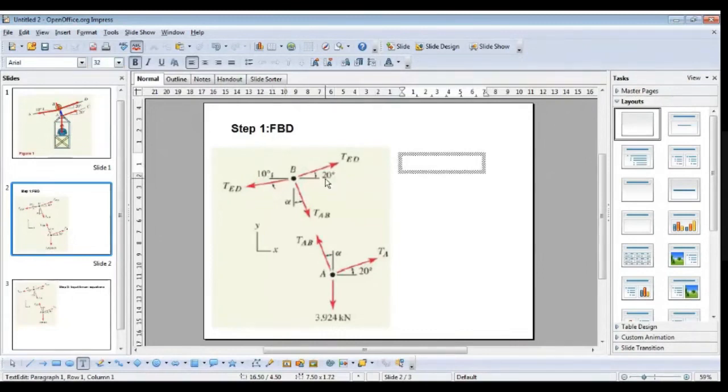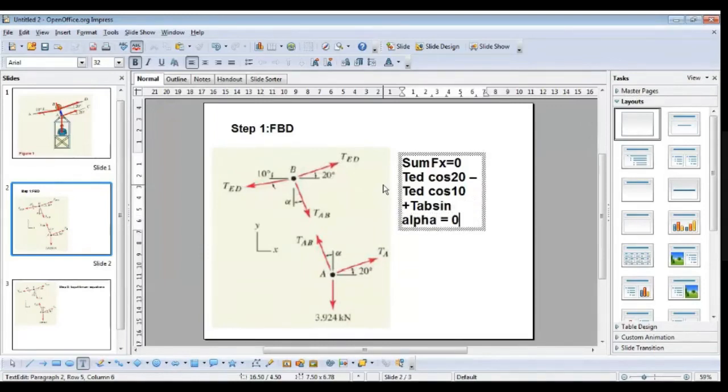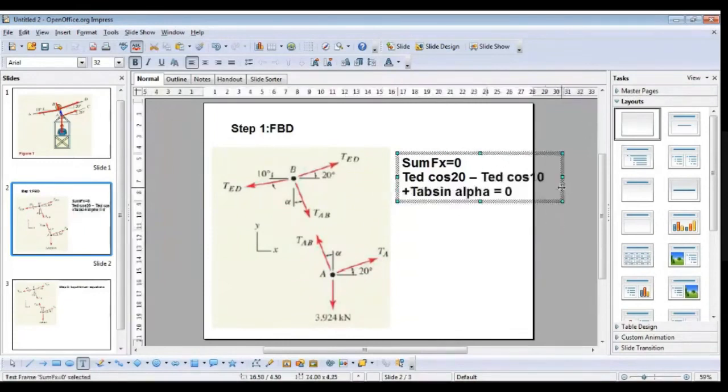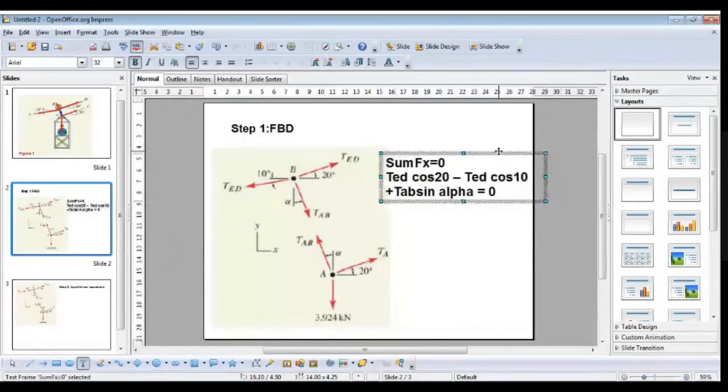So if I write down the summation Fx equals to zero, assuming the forces towards the right are positive and forces towards the left are negative, it will be TED cos 20 minus TED cos 10. And there is also the horizontal component of the TAB force, which is acting towards the right. So plus TAB sine of alpha, and this is equals to zero. So this is the equilibrium equation in the X direction.